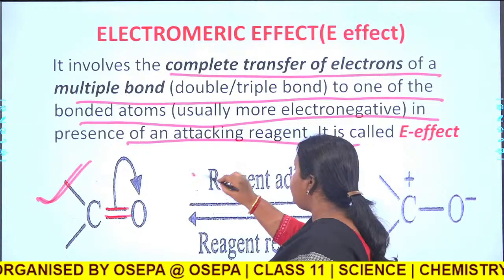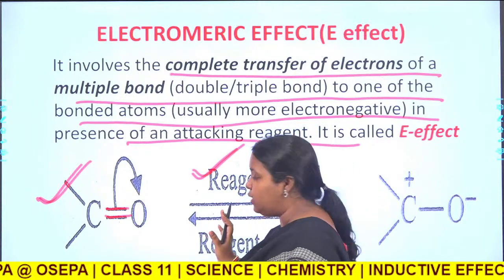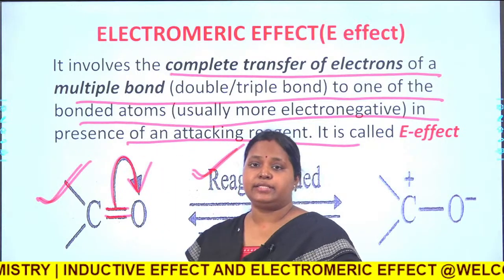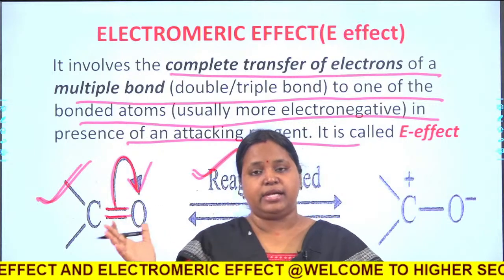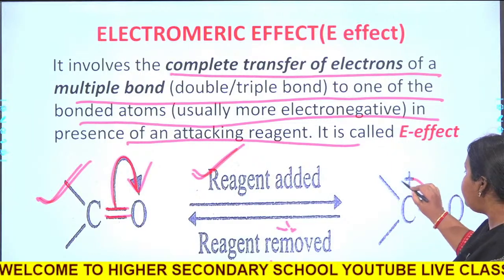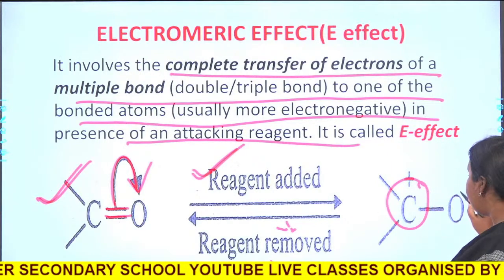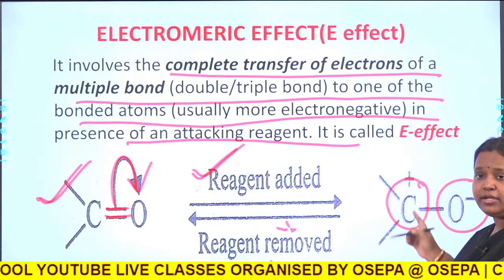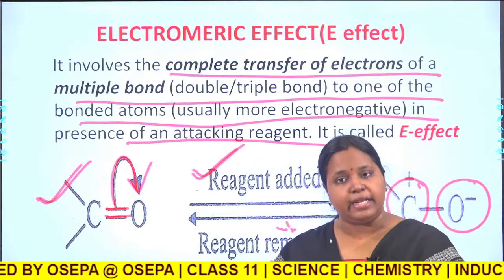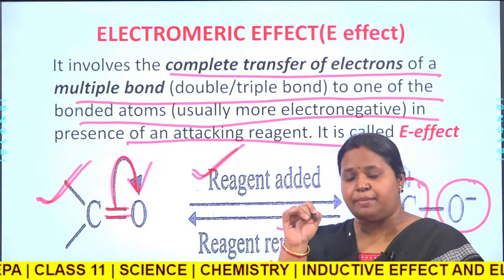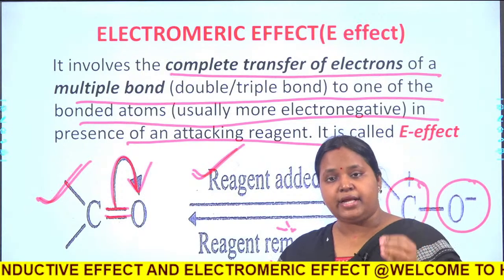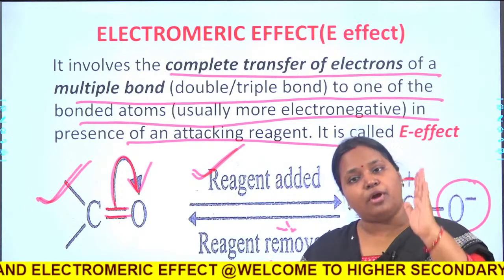But when a suitable reagent comes, the pi electron will move towards oxygen automatically. The pi electron will completely shift onto oxygen. As a result, the carbon develops a positive charge and the oxygen develops a negative charge. I am not using the delta sign because there is complete transfer of the pi electron. Delta would mean partial shift. But here there is complete transfer of electron from carbon to oxygen.